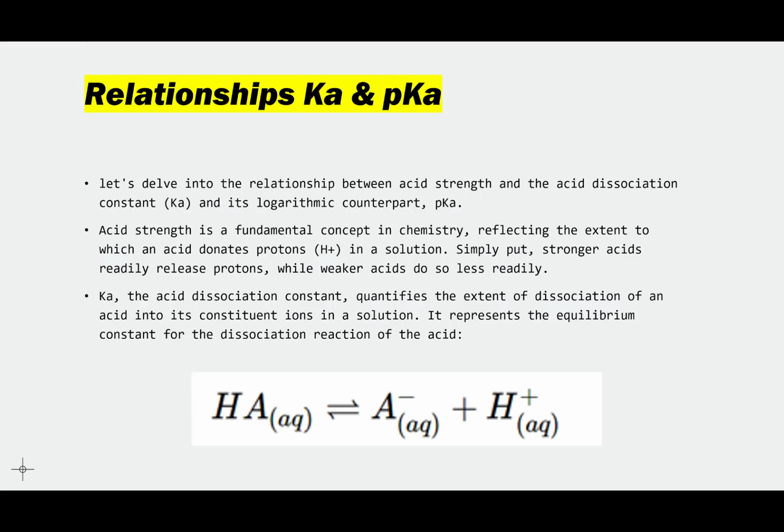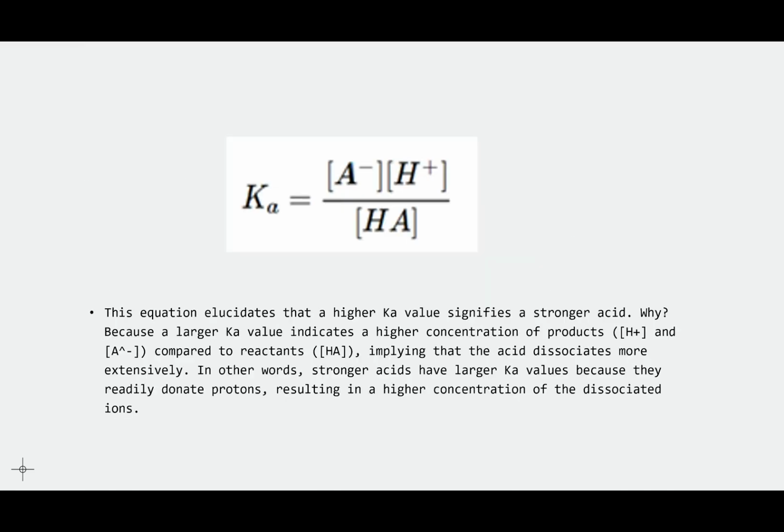The acid dissociation constant quantifies the extent of dissociation, so it quantifies how much an acid releases its protons. The more an acid releases its protons, the stronger the acid. So we have to understand that. This equation elucidates that a higher Ka value signifies a stronger acid.